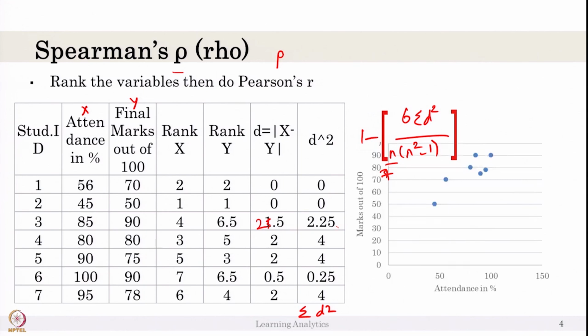Let's look at the plot. The plot looks like this for these variables. There is a linear relationship, a good relationship between the variables. Let's look at the Spearman's rho value and the r value. The rho is 0.74.